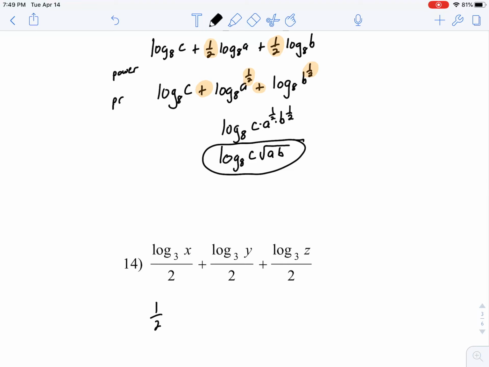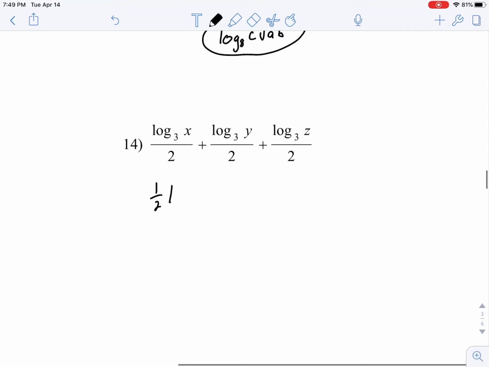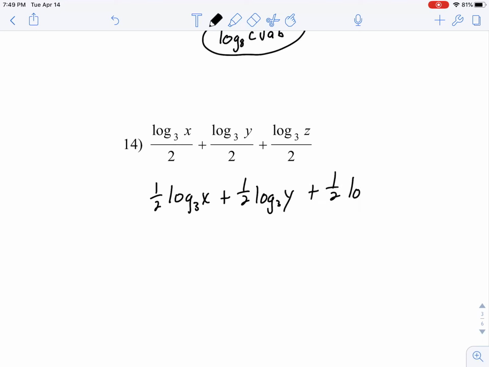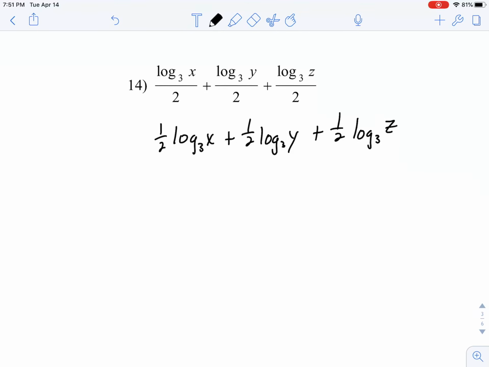Up here, this was a product rule. Okay, 1/2 log 3 of x plus 1/2 log 3 of y plus 1/2 log 3 of z. When you do enough of these, you look at a problem like this, you can just sort of get the final answer, just blurt it out without working anything. But I'm going to show the work. So I'm going to do the power rule first. That 1/2 becomes a power, and it does that on every single logarithm.